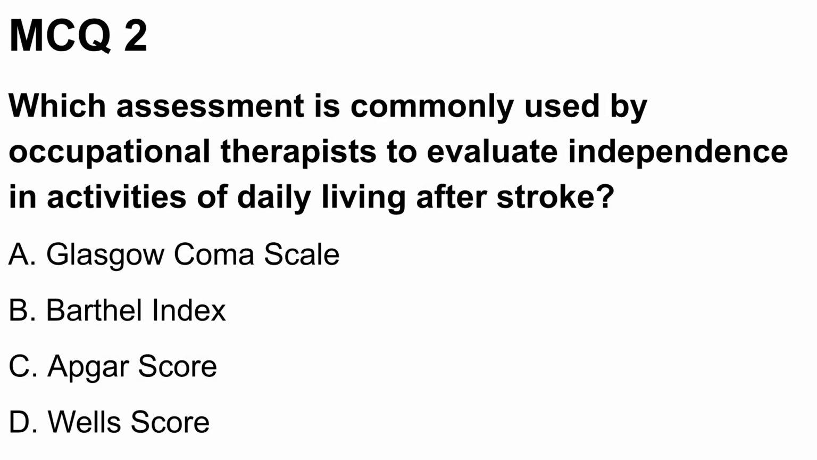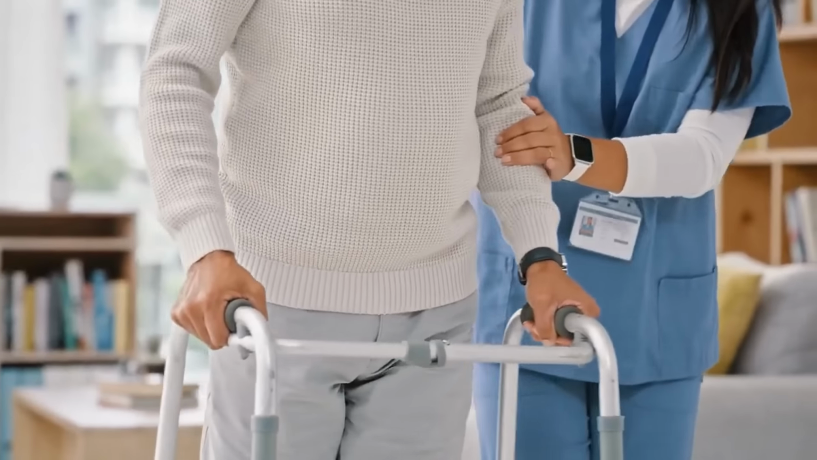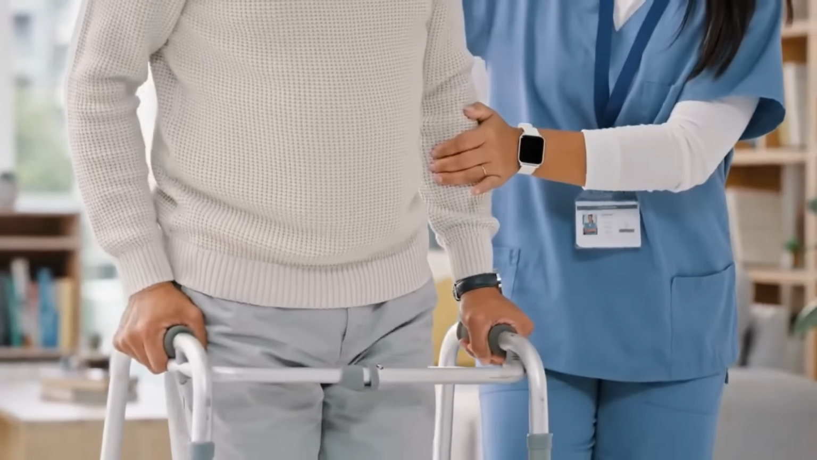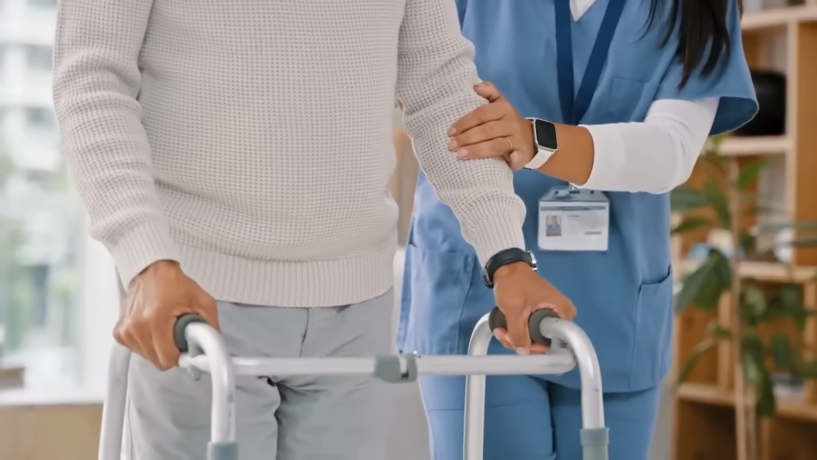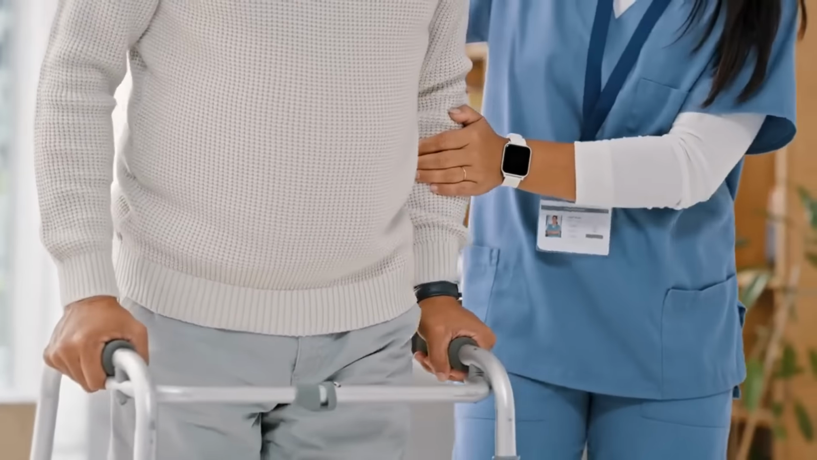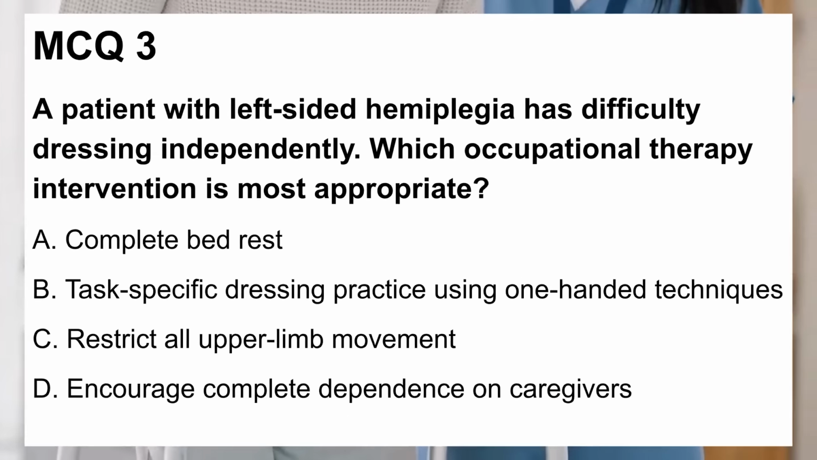MCQ 2. Which assessment is commonly used by occupational therapists to evaluate independence in activities of daily living after stroke? A. Glasgow Coma Scale. B. Barthel Index. C. APGAR score. D. Wells score. Answer: B. Barthel Index. Explanation: the Barthel Index measures a person's ability to perform basic activities of daily living independently and is widely used in stroke rehabilitation.